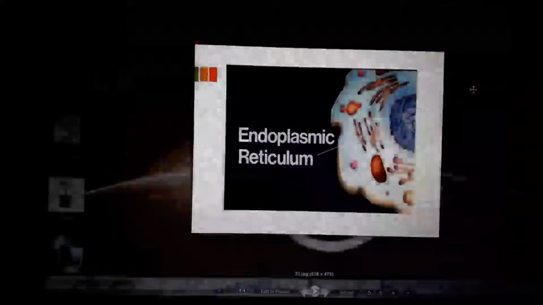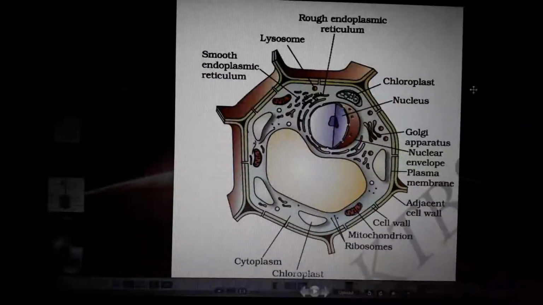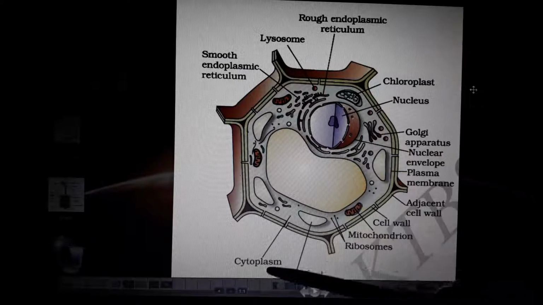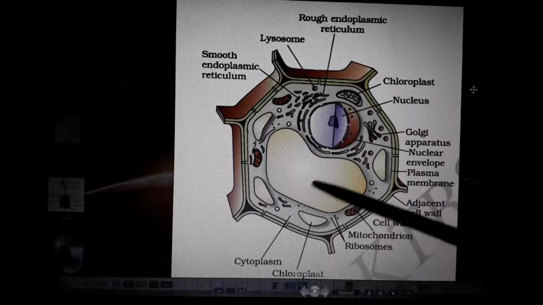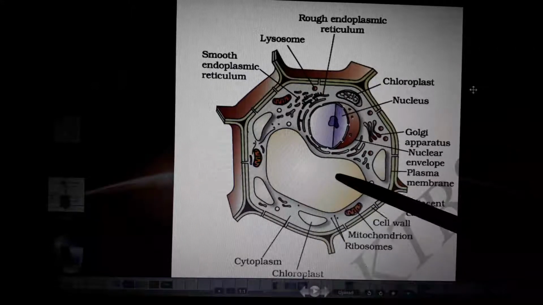In the case of plant cell, some things are new. See, rough endoplasmic reticulum, common. Chloroplast, only in plants. Nucleus, both common. Golgi apparatus, common. Nuclear envelope, common. Plasma membrane, common. Cell wall, only in plants. Mitochondrion, common in animal cells and plant cells. Ribosomes, common. Cytoplasm, both common. Vacuoles, this one is not mentioned here, but this is the vacuole.